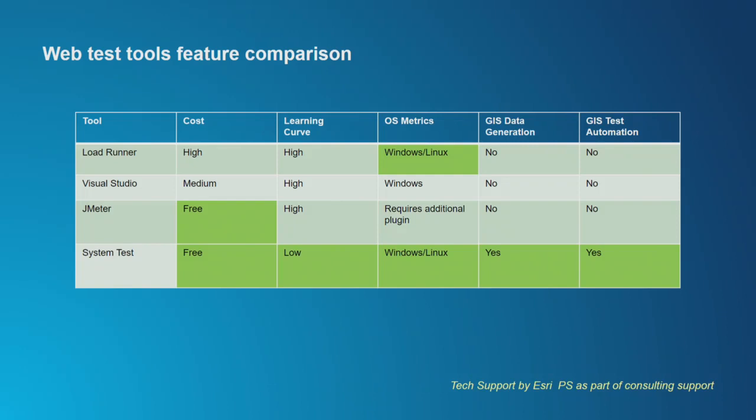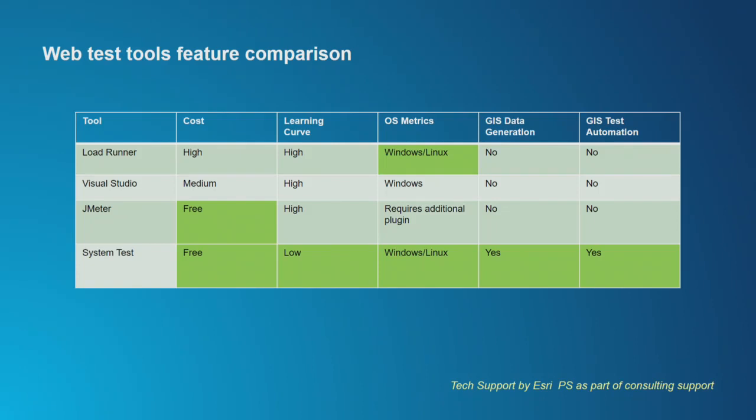For the most part, it is GIS aware, with GIS data generation. In addition to this, it's free. We think that it's easy to use. Now, in some cases, users are using system tests to generate the data, and they plug it into other tools that are familiar, like JMeter.